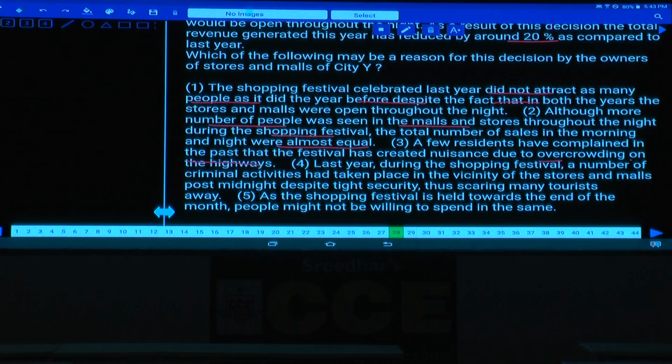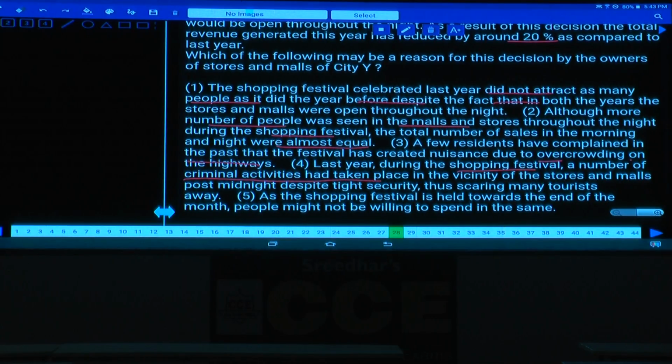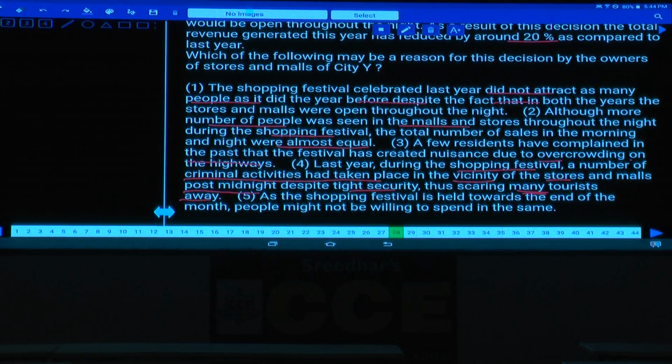Then coming to the fourth one: last year during the shopping festival, a number of criminal activities had taken place in the vicinity of the stores and malls post midnight, despite tight security, thus scaring many tourists away. Isn't it? Why are many tourists not coming here? Because on the nights beyond 12 o'clock, despite tight security, there are some criminal activities after post midnight. Hence, that is the very basic reason why they have closed their stores by post midnight, isn't it?